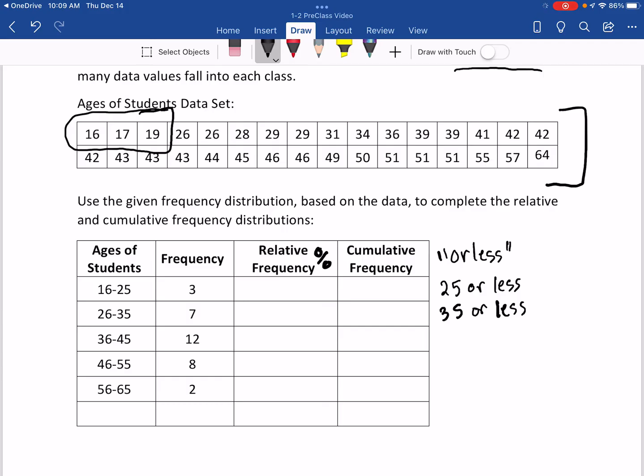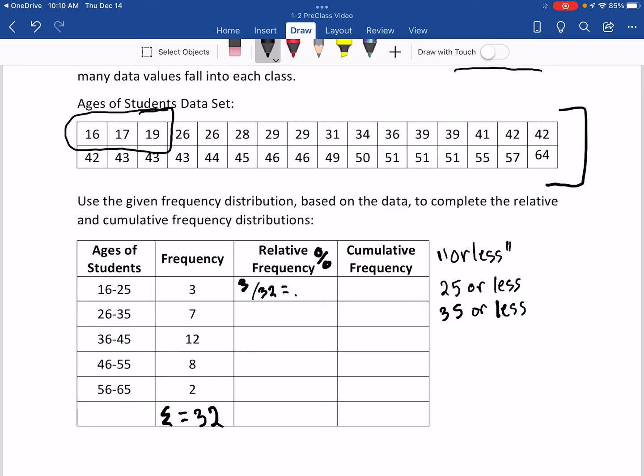For the relative frequency, it's a fraction. I need to know what the total is down here. How many total students do I have? It looks like 22, but no, 32. So the sum there is 32. To get this relative frequency, I'm going to take the frequency 3 and divide that by 32. What do I get? 3 divided by 32? I get 0.09. We'll just do 2 decimal places.